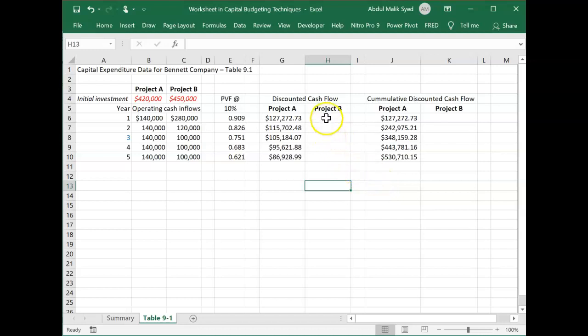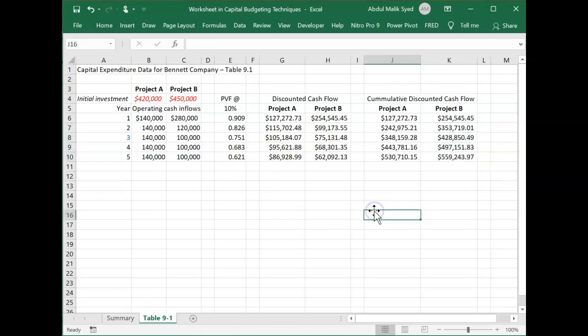So what do you observe? For project B also we can do the same thing. Cash flows for project B times the present value factor will give me the project B discounted cash flows. Control D to get all the discounted cash flows. Previous plus the current discounted cash flow will give me the cumulative cash flow, and then Control D. So what do you observe?